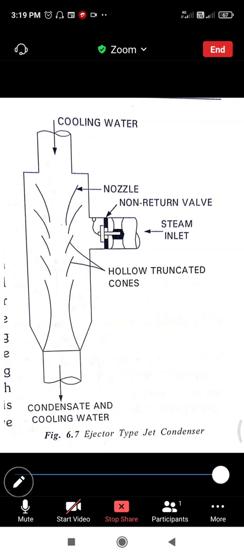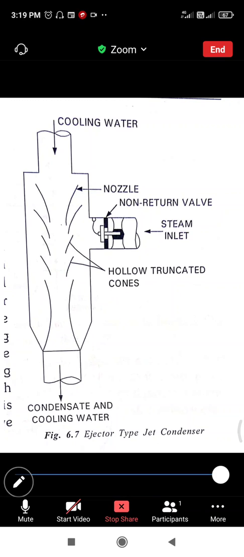In the next class we'll discuss the surface condensers: what the types of surface condensers are, and what their advantages and disadvantages are.